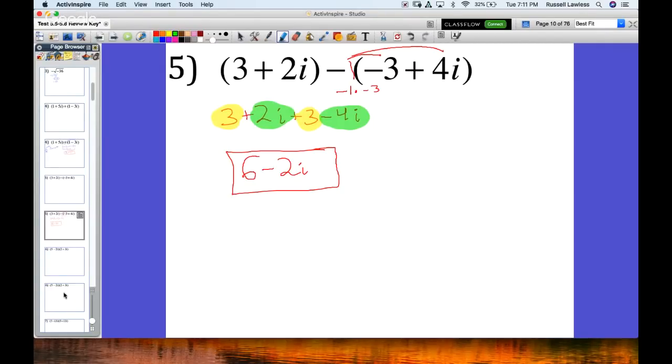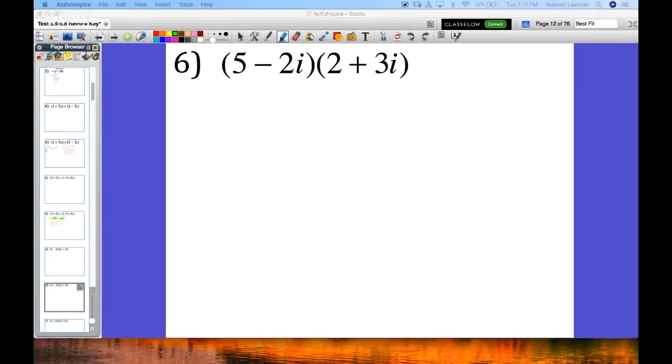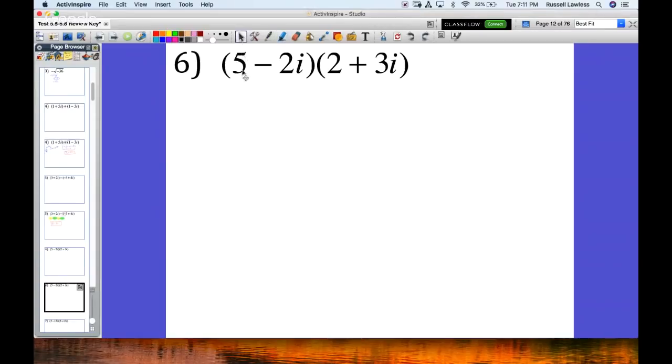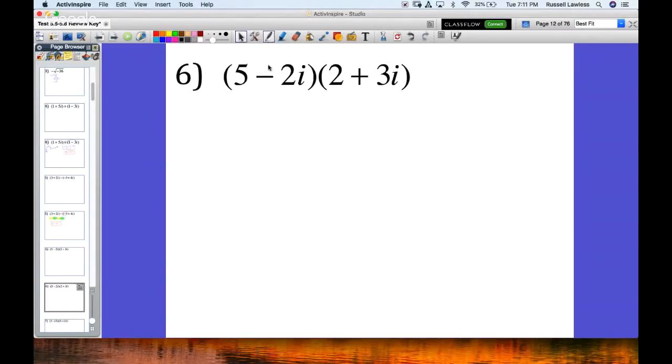Now we've looked at addition and subtraction. What I want to look at next is some multiplication. And because we're looking at multiplication, this is going to bring in our idea of FOIL. Now, remember, FOIL stands for first, outer, inner, and last. Sorry, I'm trying to get some color coordination going.